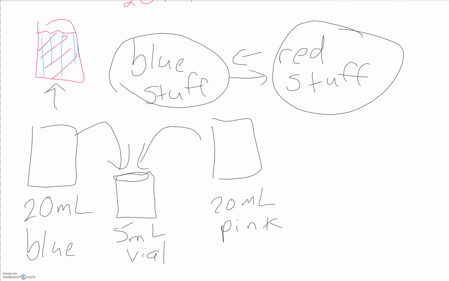So let's say that at room temperature, the red stuff is favored. Then it should be that we can put the vial on ice, and that will shift the equilibrium so that the blue stuff is favored, and that means that the vial turns blue.